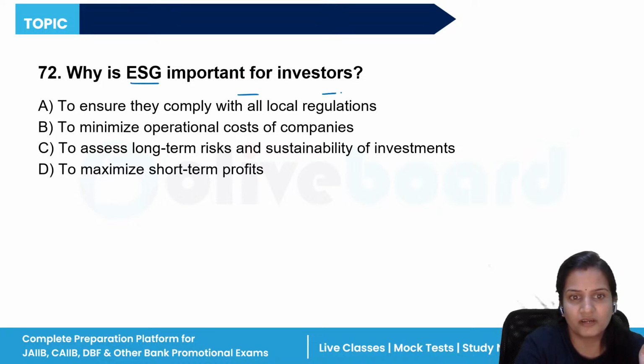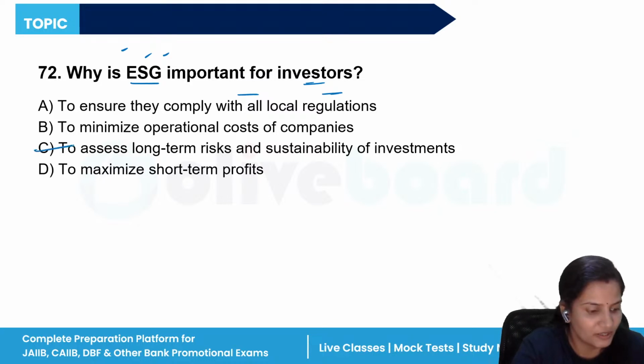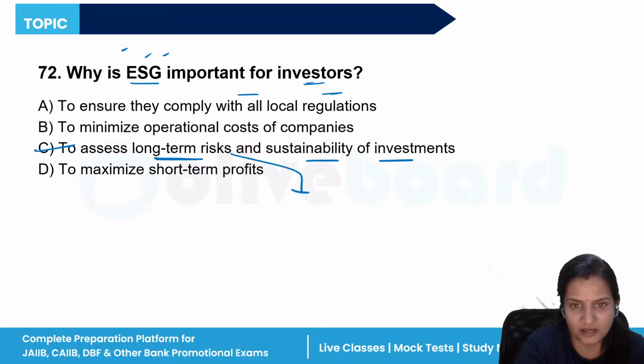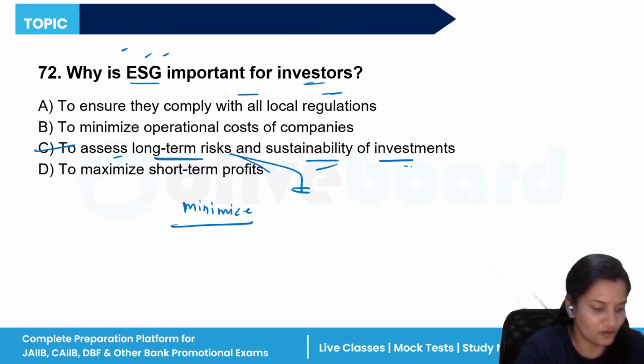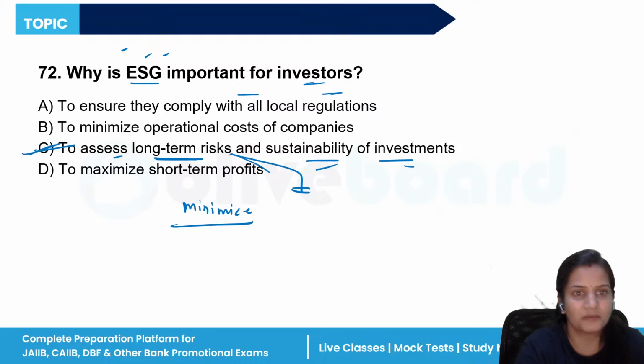Why is ESG important for investors? ESG: environmental, social, and governance. Why is it important for investors? It is because it helps to assess the long-term risk and sustainability of investment. Okay, the risks which are coming our way. In order to get a sustainable project, we need to assess those long-term risks, and if any risk arises, we need to minimize those risks by proper methods and sustainability of investment. Clear? So option C will be the correct answer.